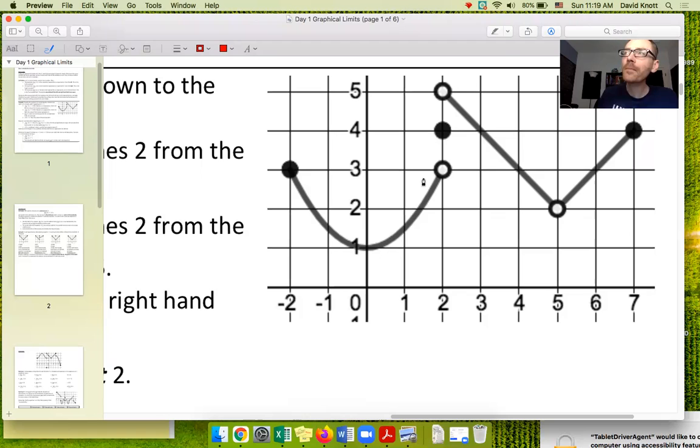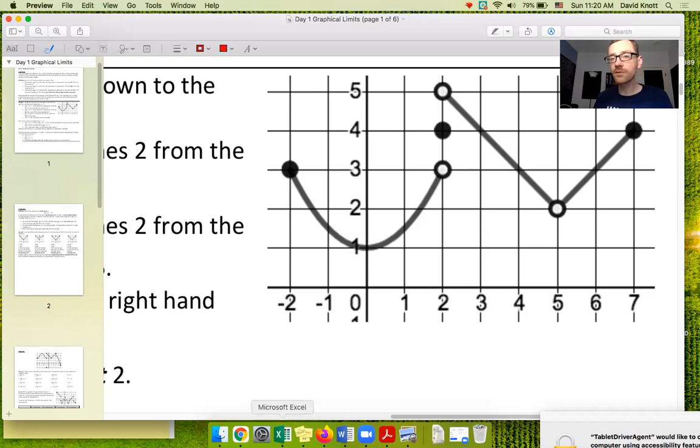Here's the thing. Limits do not care about what is happening at the point. Limits only care about what is happening as you approach the point, as you get very, very close to the point, right? So the left-hand limit at 2, we saw a moment ago, was 3, okay? That's because as you get close to 2, the value of the function is getting close to 3. It doesn't matter what's happening at 2. All that matters is what's happening as you get close to 2.